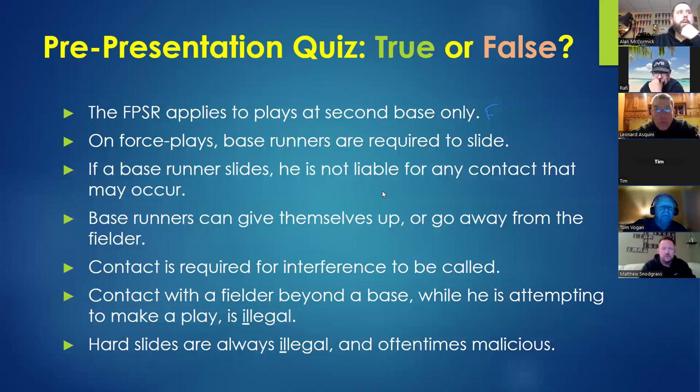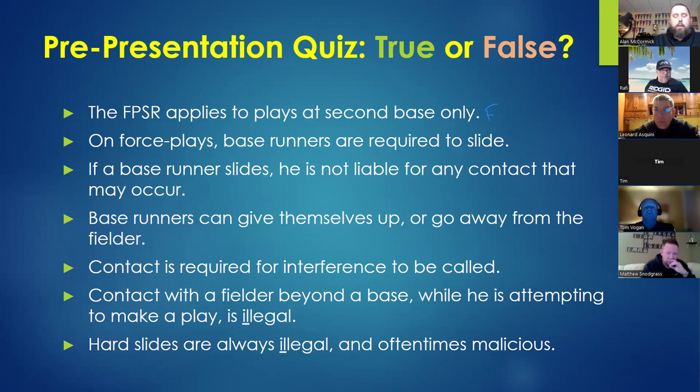All right, so: forced place slide rule applies at second base only. We had 24 people say false, 3 people say true. The answer on this is false. So the forced place slide rule is at second, third, or home, and you can call that at any one of those bases. We talk about second base because that's where the interactions happen the most, but it can happen at other places as well.